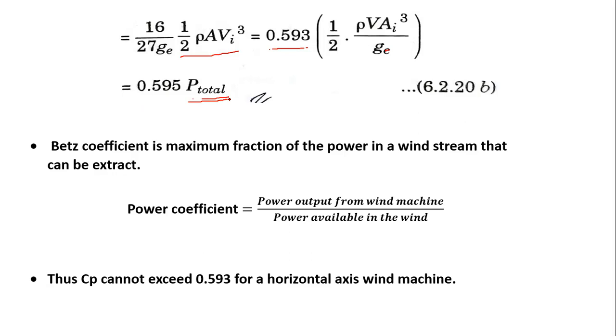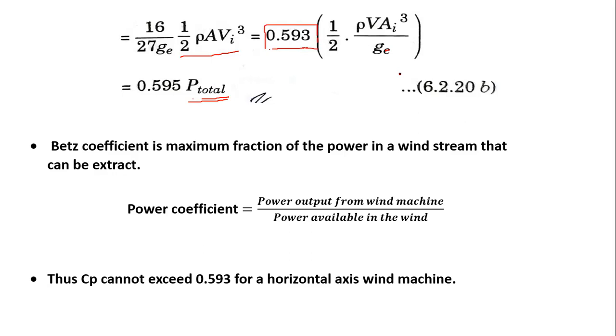This power coefficient was discussed in the earlier slides. If you take the ideal or maximum theoretical efficiency eta maximum, this is called the power coefficient. The power coefficient of a wind turbine is the ratio of maximum power obtained from the wind to the total power available in the wind. So this factor we are getting here, 0.593, is called the Betz coefficient.